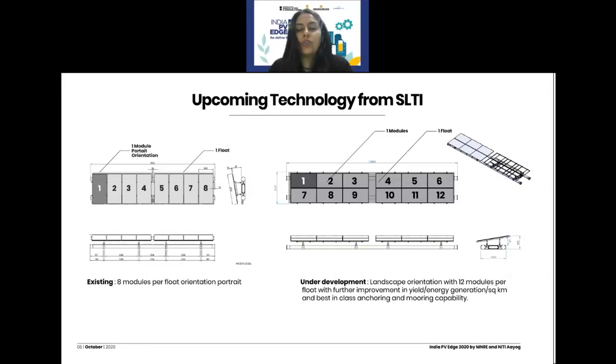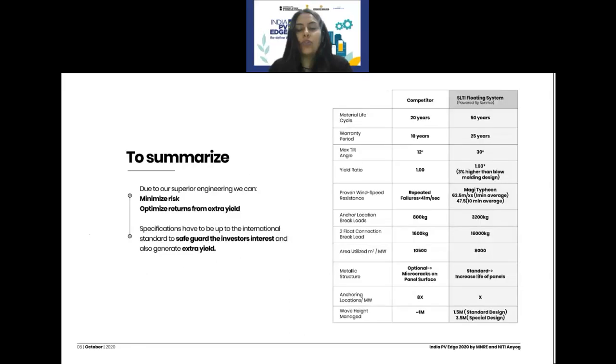And in the near future, I would say in 2021, we want to start pitching this new technology floater, in which we've actually not changed the length of the floater as much. We've just tuned the thicknesses of the pipe and optimized the buoyancy to be able to handle about 12 modules per float. This is really going to help improve yield and energy generation per square kilometer, and it's going to give us the best in class anchoring and mooring capability.